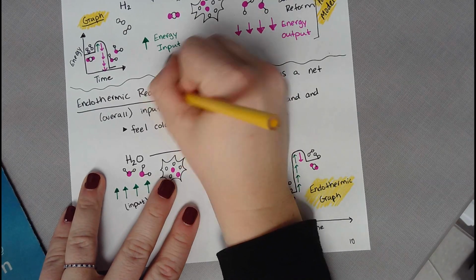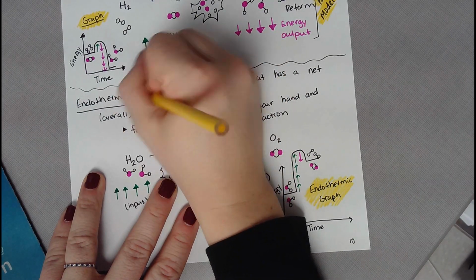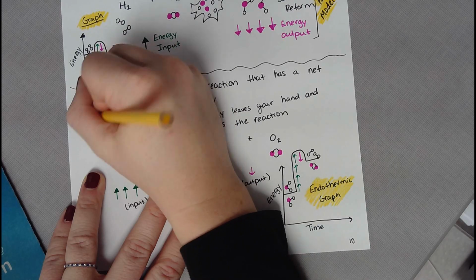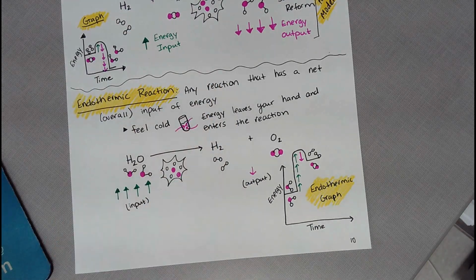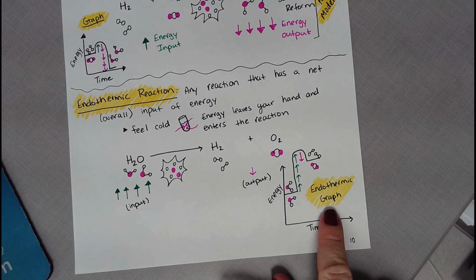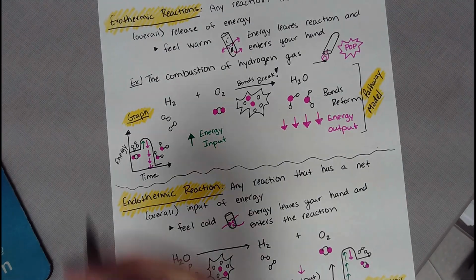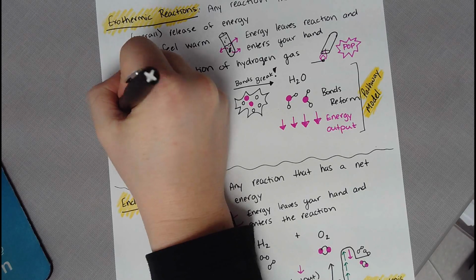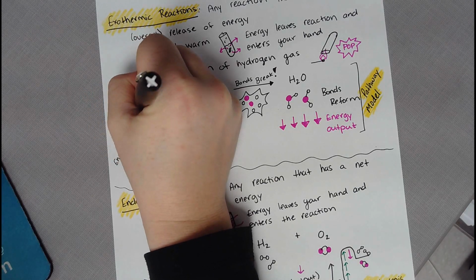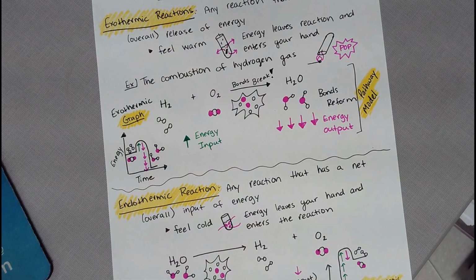Let's also make sure, let's highlight the term endothermic because that's a major vocabulary term. And then let's update both graphs so that they contain the name of the graph. Endothermic graph was our uphill, where an exothermic graph was our downhill.